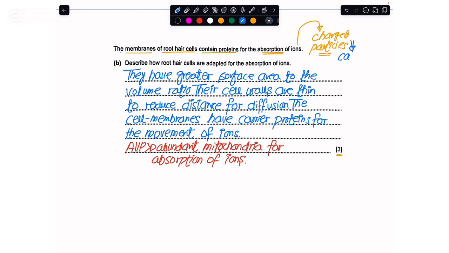And those proteins, we say they are the carrier proteins that actually allow the movement of the ions for these plant cells that we have got. So for 3 marks they have said that you have to describe how the root hair cells are adapted for the absorption of the ions.